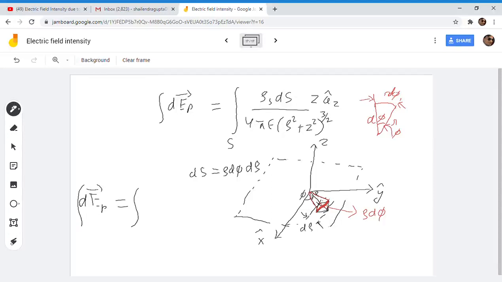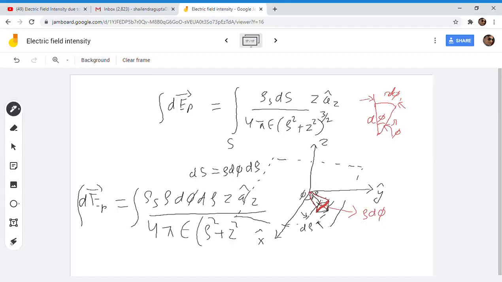This is rho s, and rho is the radial distance. d phi d rho z az divided by 4 pi epsilon, rho square plus z square to the power 3 by 2.